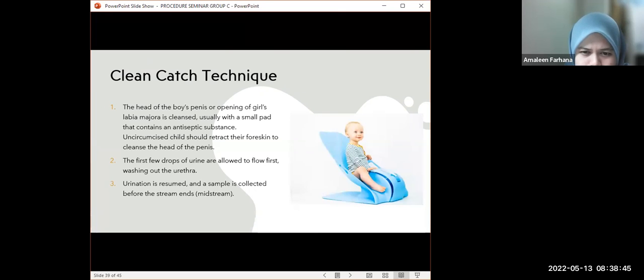Second, the non-invasive method is the clean catch technique. Actually, this method is preferably used in a child who is already toilet trained or able to understand instructions, as the specimen that we need is midstream urine. So the technique is similar to adults. We will instruct the patient, with the help of the parent, to clean the genitalia properly with antiseptic and allow a few drops of urine to flow first to wash the urethra before collecting the urine.